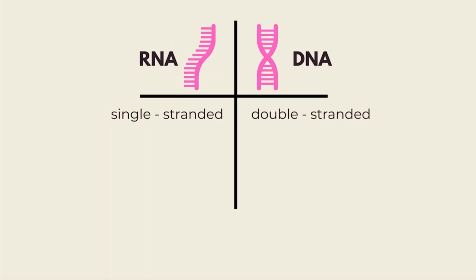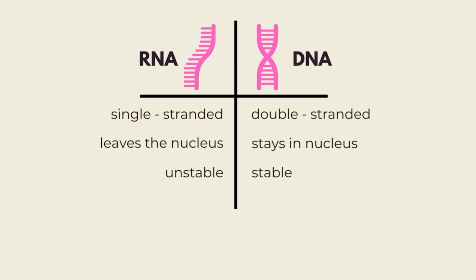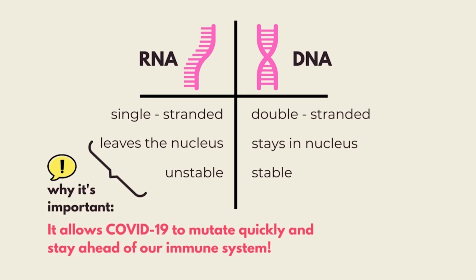RNA is single-stranded, while DNA is double-stranded. RNA travels around the cell easily, while DNA stays safe inside the nucleus, meaning that RNA is more unstable and more volatile compared to DNA. And all this works in COVID's favor. It allows it to change and mutate quickly to stay ahead of our immune system.